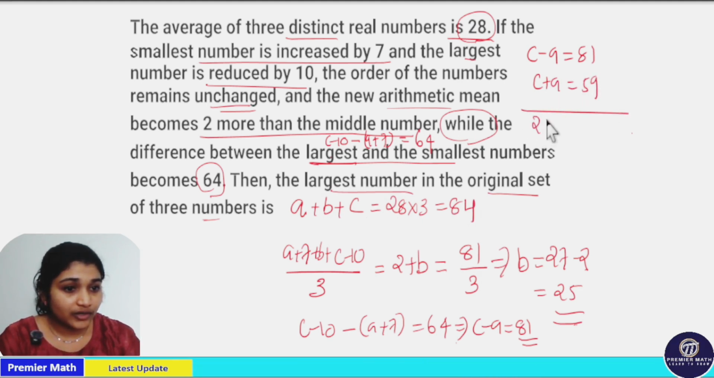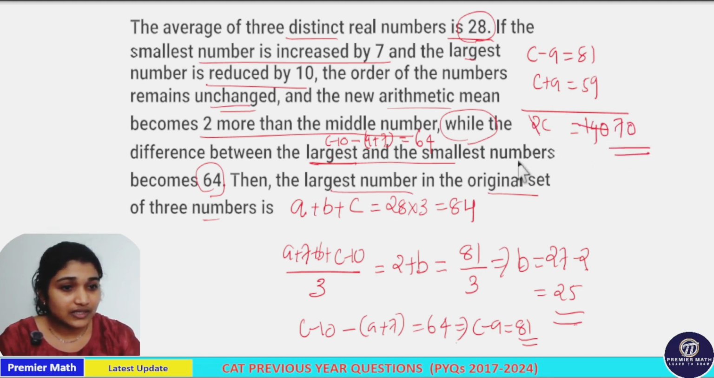Now if you add, 2C is equal to 81 plus 59, which is 140. So 2C is equal to 140, means C is equal to 70. So largest number is C. C is equal to 70 from this. So 70 is your answer.